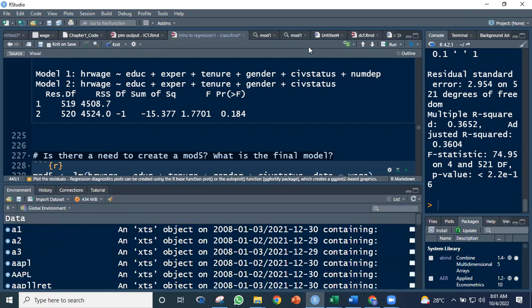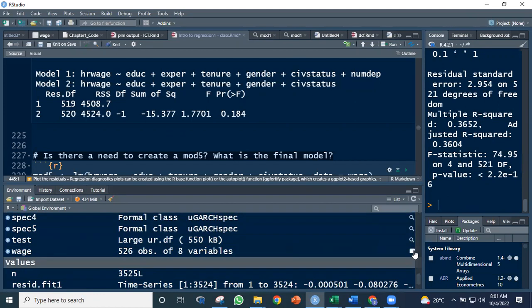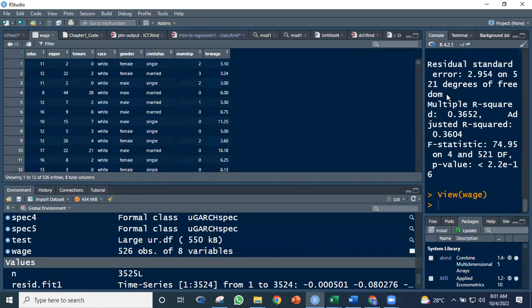We were using the wage dataset, and the dependent variable that we were considering is wage. Here's our wage data. Our dependent variable was hourly wage, and we regress it on education, experience, tenure, and number of dependents. So there are 4 quantitative variables and 3 categorical variables.